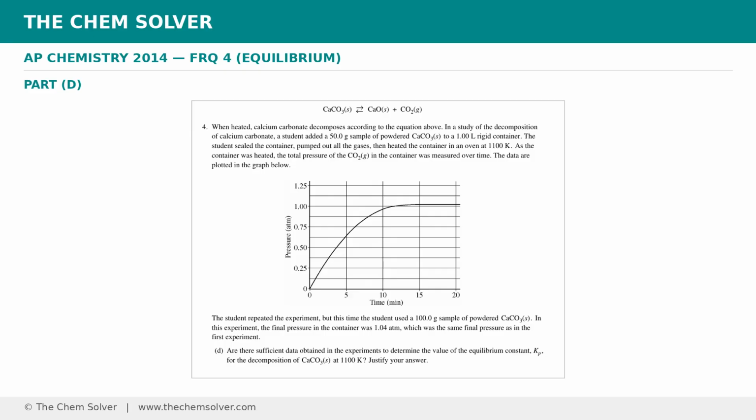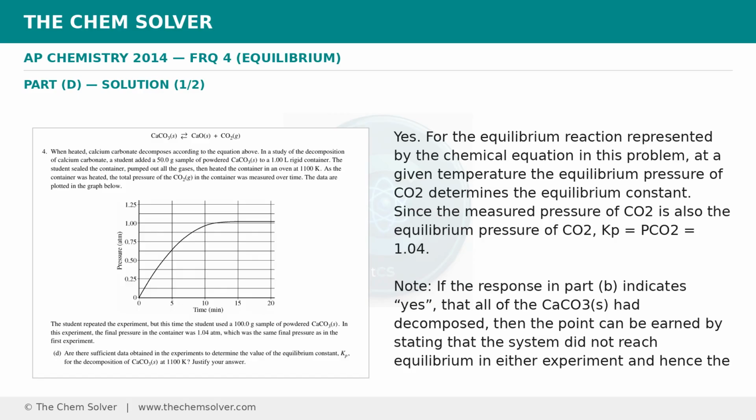Are there sufficient data obtained in the experiments to determine the value of the equilibrium constant, Kp, for the decomposition of CaCO₃ at 1100 Kelvin? Justify your answer. Yes. For the equilibrium reaction represented by the chemical equation in this problem, at a given temperature, the equilibrium pressure of CO2 determines the equilibrium constant. Since the measured pressure of CO2 is also the equilibrium pressure of CO2, Kp equals PCO2 equals 1.04.